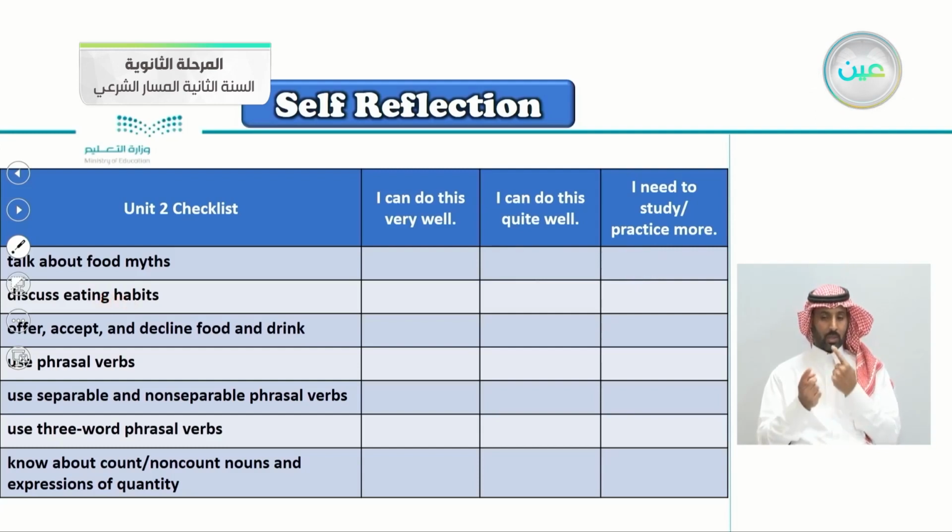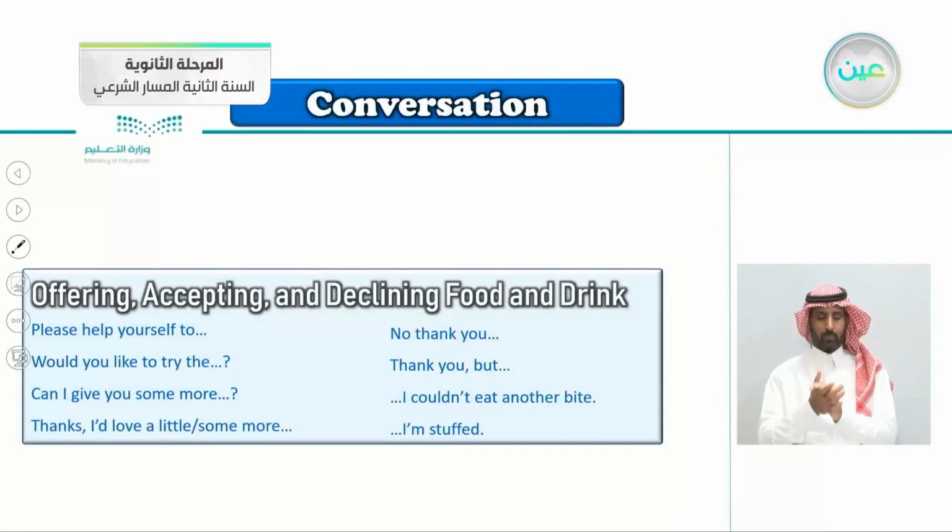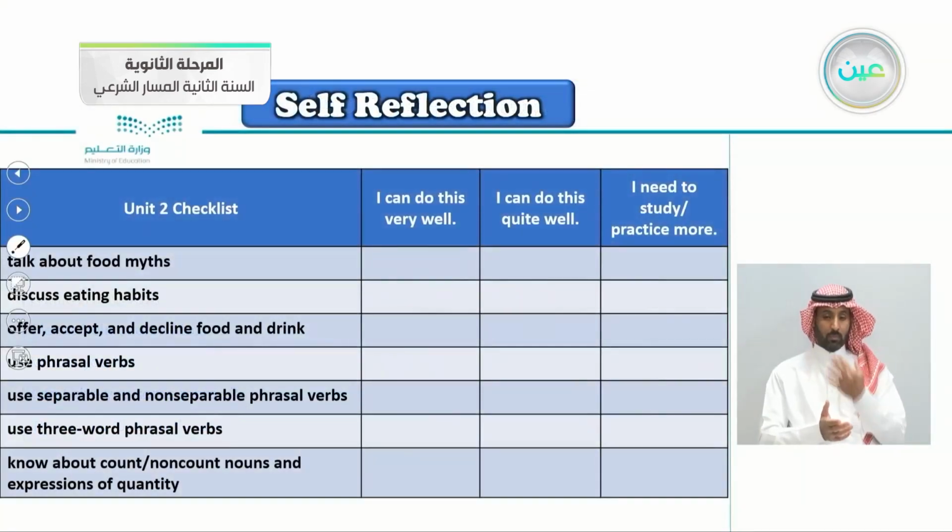Discuss eating habits. Offer, accept, and decline food and drink. If you want to offer food or accept a food someone is offering, or decline food and drink: please help yourself too. Would you like to try that? These are all offerings. Can I give you some more chocolate, for example? Thanks. I'd love a little, or I'd love some more. Here you are accepting. No, thank you. Here you are declining. Thank you, but I couldn't eat another bite. I'm stuffed. So is this easy or hard for you?